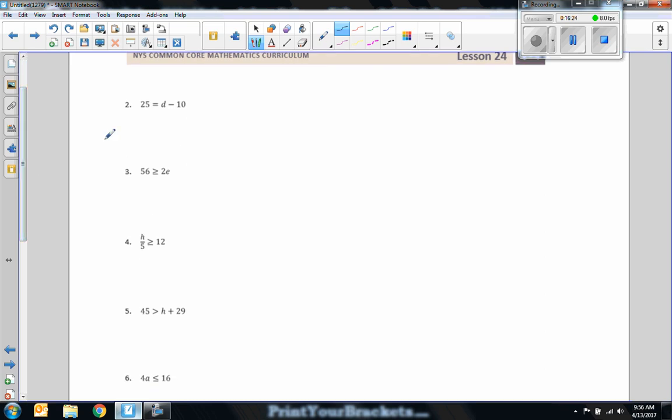All right, number 2. 25 equals d minus 10. Add 10. The opposite, the inverse of minus is plus. So I get 35 equals d. So it's true when 35 equals d, and false when 35 does not equal d, or d does not equal 35. All right.